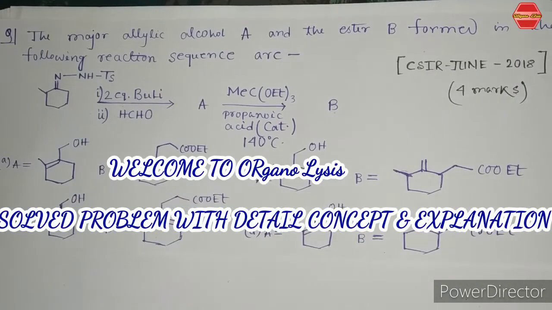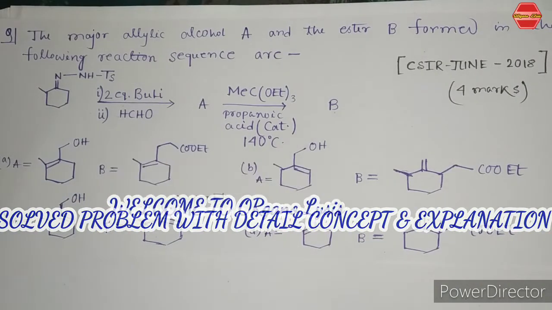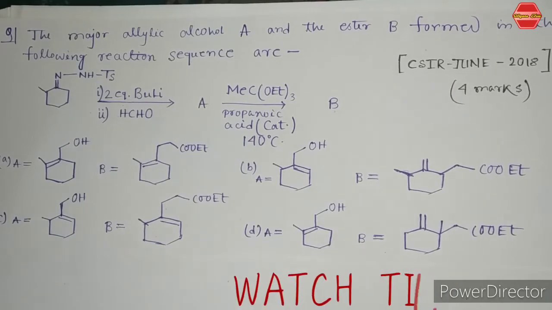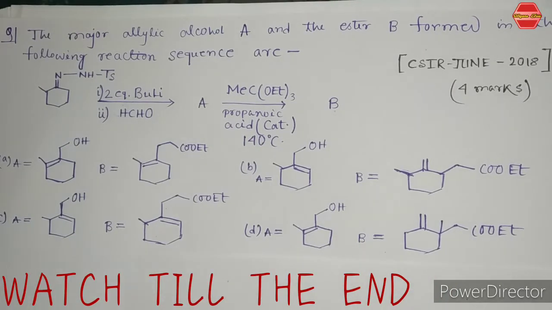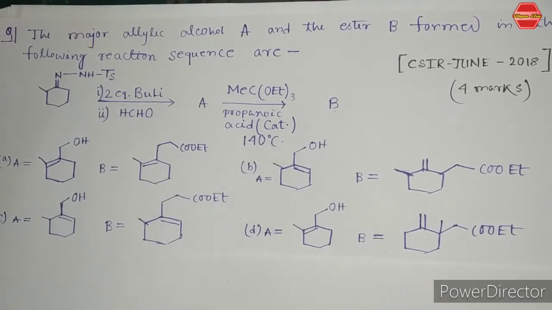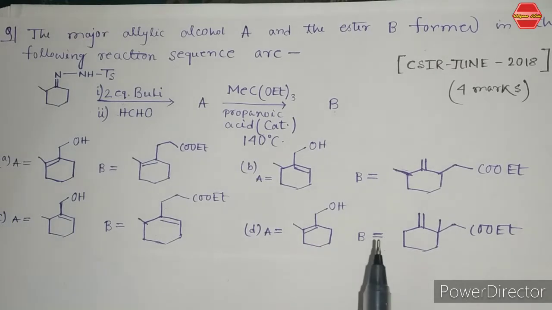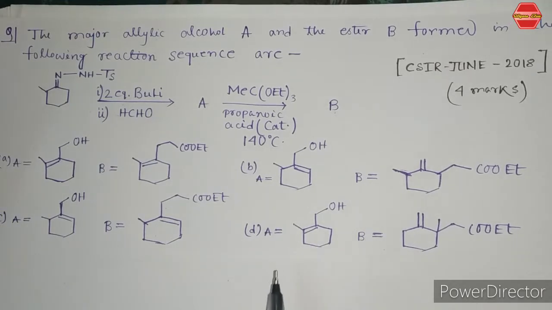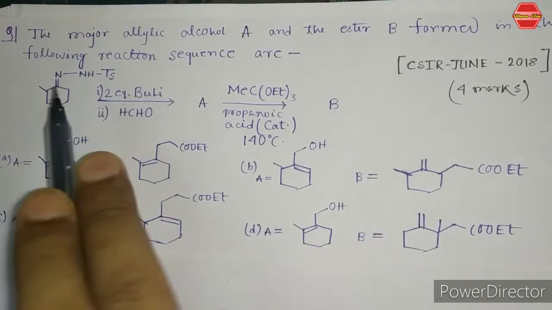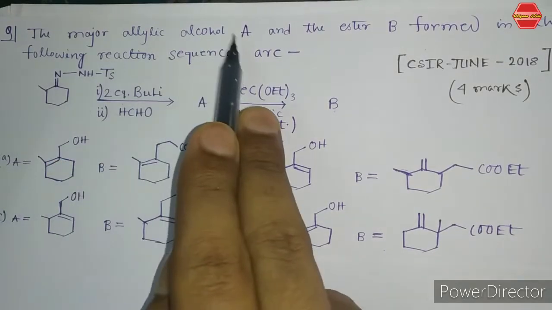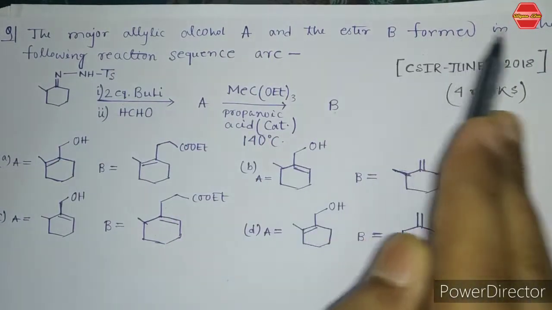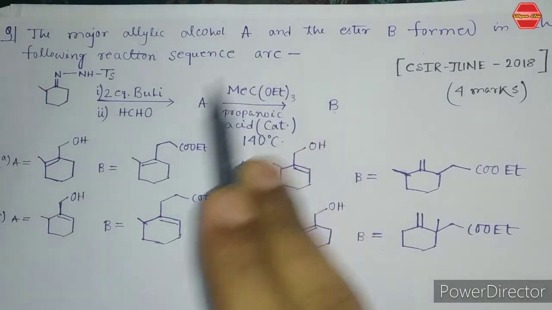Hello everyone. In this video we will try to solve this question from the June 2018 CSIR exam. The question was asked for 4 marks, and in this question they want to know the difference between two basic name reactions, that is Shapiro reaction and Bamford-Stevens reaction. Okay, so let's start. The major allylic alcohol A and the ester B formed in the following reaction sequence are.